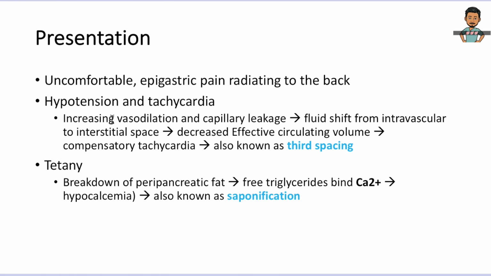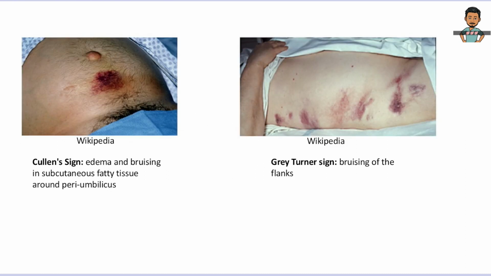And finally, often tested, tetany. We get tetany in acute pancreatitis because as we have breakdown of the peripancreatic fat after the activation of the enzymes, the free triglycerides are exposed, and these free triglycerides can bind to calcium, and this causes hypocalcemia. It decreases the free levels of calcium. This is also known as saponification and occurs due to the fat necrosis in the pancreas. So they like to test you on saponification and tetany and why that occurs in pancreatitis.